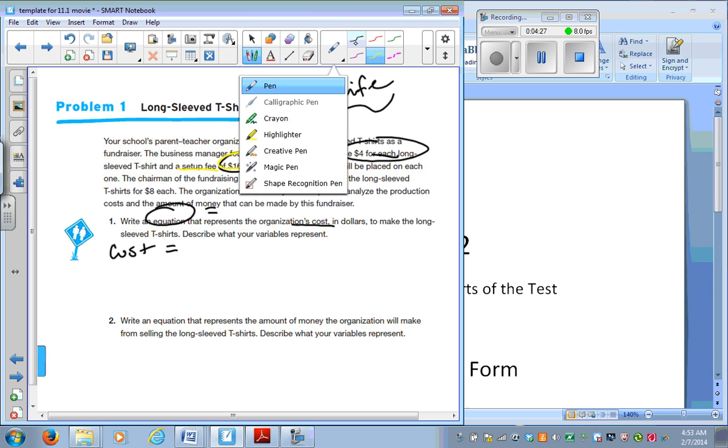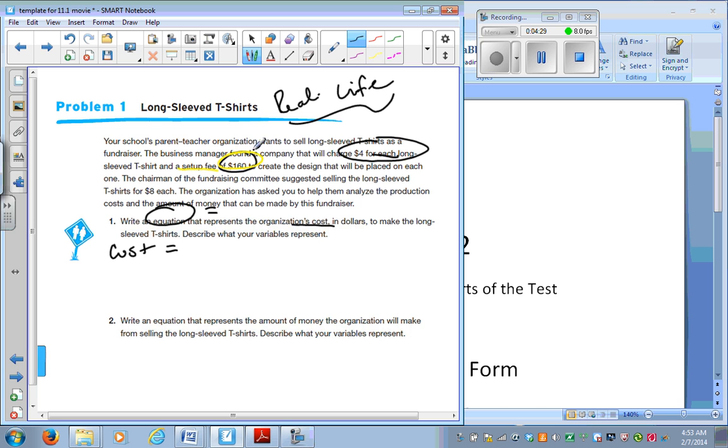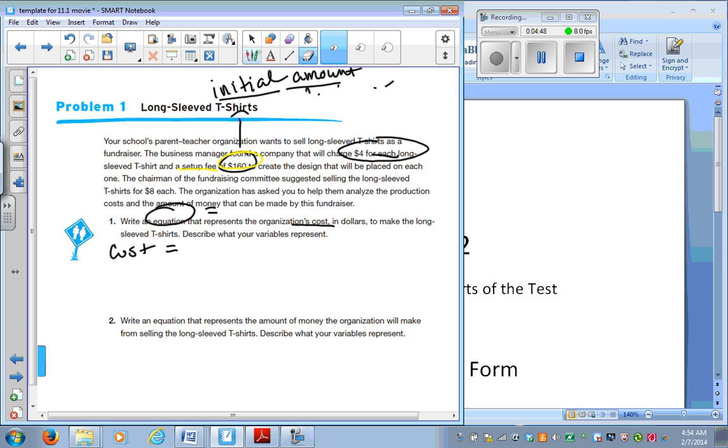So if you're talking about your cost, whether you actually buy any t-shirts or not, that $160, to use a math term that we use a lot, is your initial amount. It doesn't matter if you buy any t-shirts or not. You're charged $160 regardless. But then they charge you $4 for each long sleeve t-shirt.